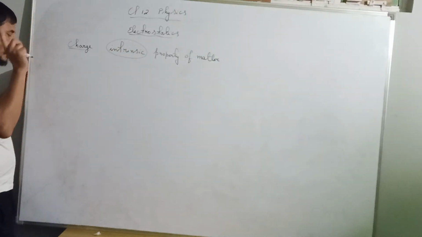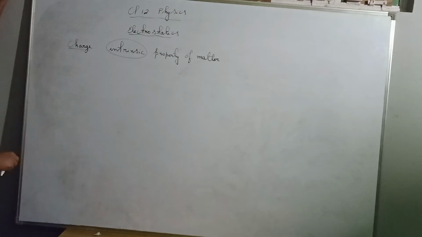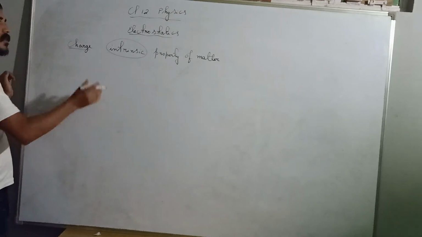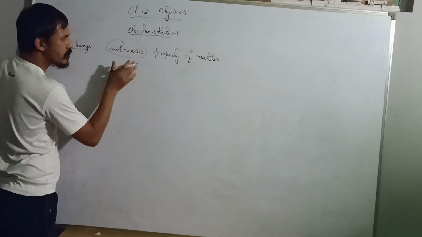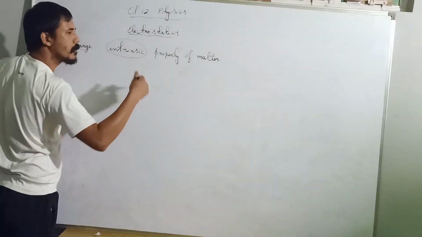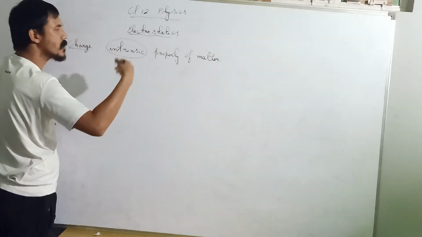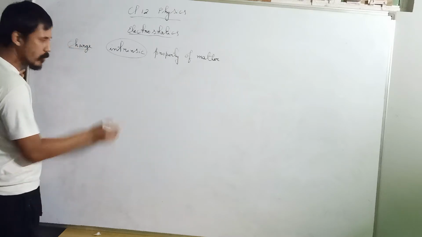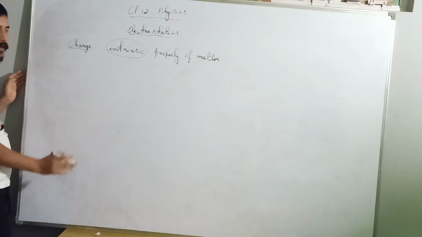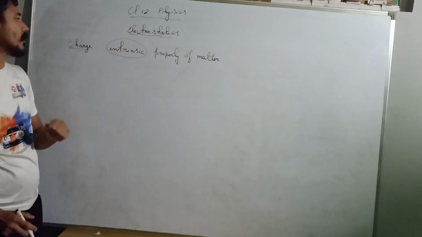In class 11, you have studied units and measurement. There are 7 fundamental units, right? Length, time, mass, and charge is one of them. So charge is an intrinsic property of matter. Intrinsic means something which cannot be further studied or researched. That is the meaning of intrinsic property of matter.